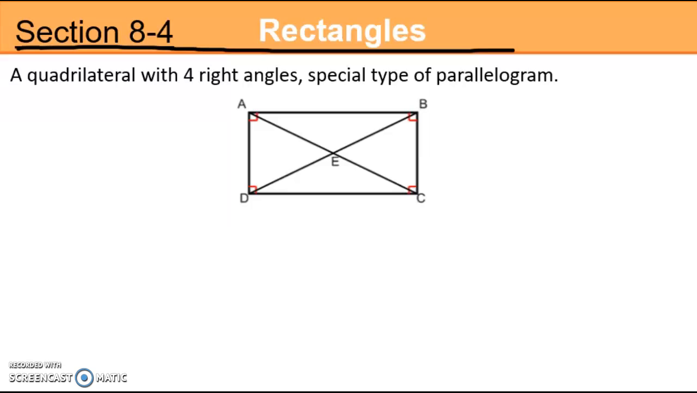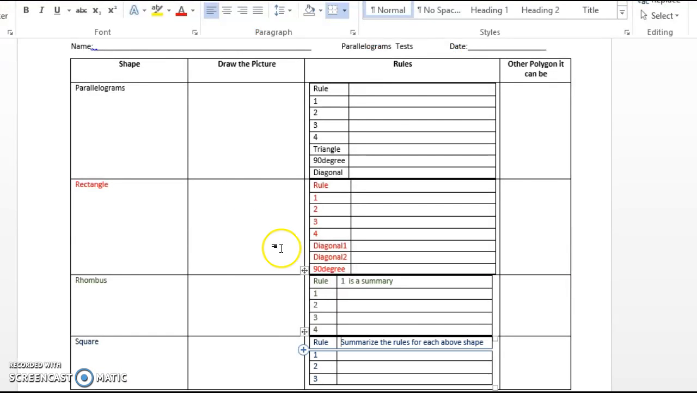This is the section on parallelograms, rectangles, rhombuses, and squares. We're going to be going over a graphic organizer that we're going to use. The graphic organizer looks like this, with 7 rules for parallelograms, rectangles, 4 rules for rhombus, 3 rules for square.